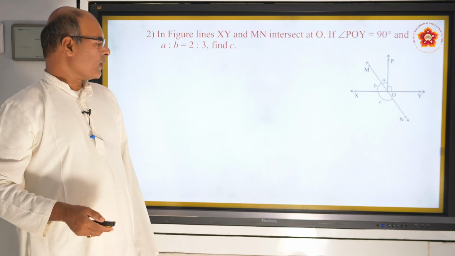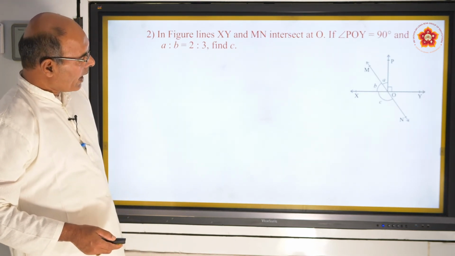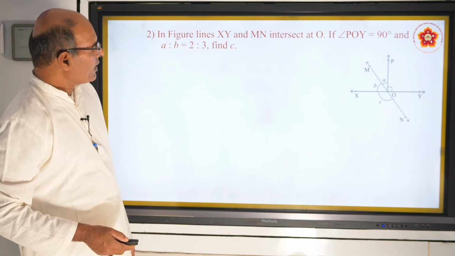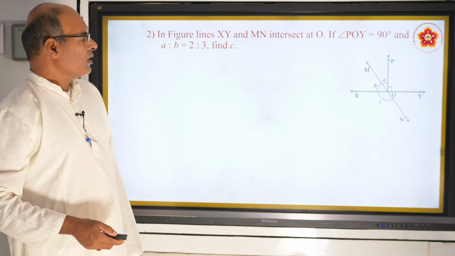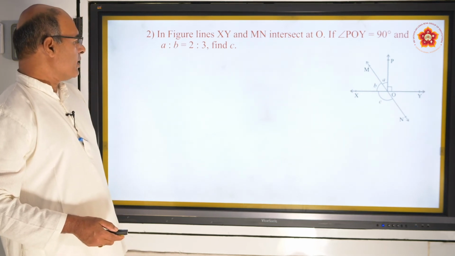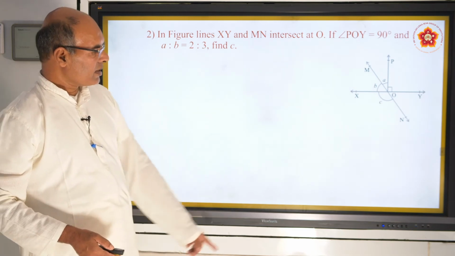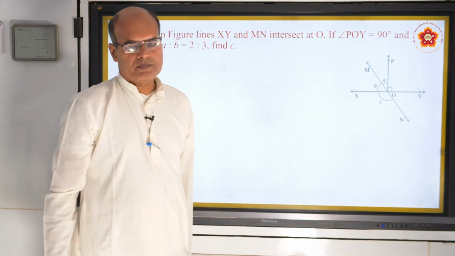Let us look at one more problem. In the figure, XY and MN intersect at O. If angle POY is equal to 90 degrees and a is to b is equal to 2 is to 3, find c. c is here, a and b are here.